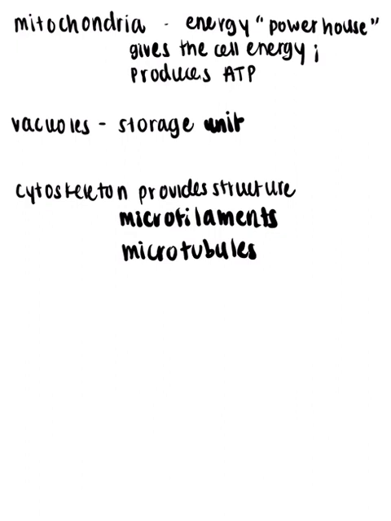And usually what's mentioned with the cytoskeleton are the microfilaments and the microtubules. Remember that microfilaments are thinner than the microtubules.